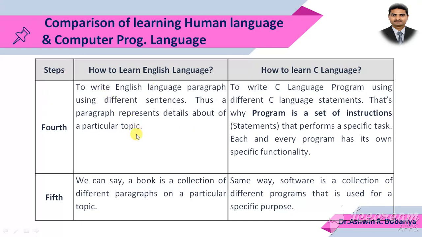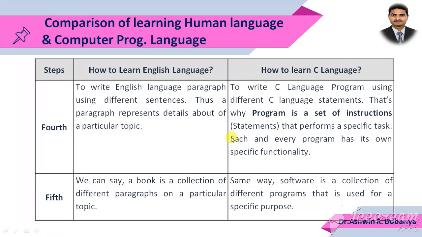And in the fifth step, if you combine multiple paragraphs, then it makes one book. So we can say that a book is a collection of different paragraphs. Similarly over here, we know that a single program is a set of instructions. But when you want to develop software, then software is a collection of different programs, and that is used for a specific purpose, right? So with the help of any programming language, we are developing software. To develop software, you should at least be aware of these 5 steps.